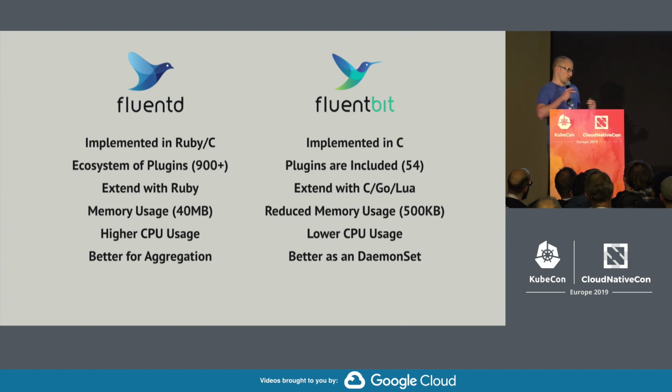Since it has this broad support for input, output plugins and filters for manipulating data, it's really suited for that role where you're ingesting a lot of data and sending it to the appropriate location. Whereas Fluent Bit has some of those capabilities, but doesn't have the large amount of plugins, so it's not really well suited for that role.